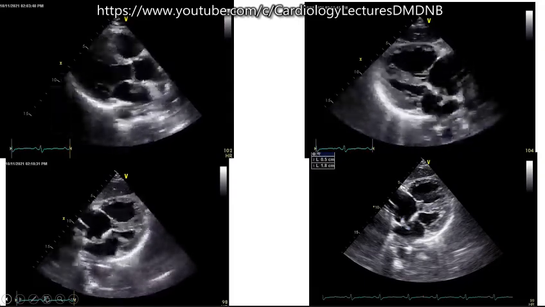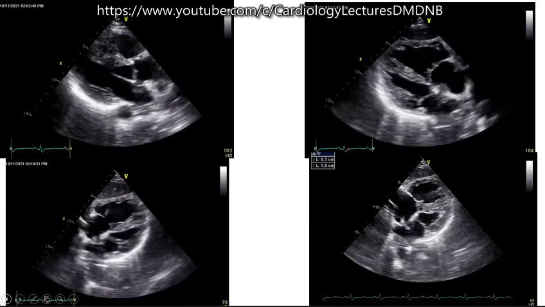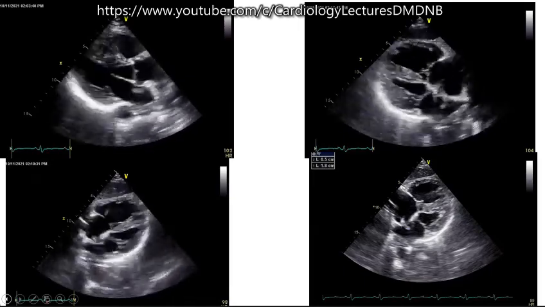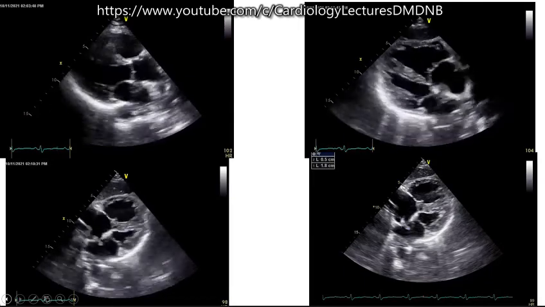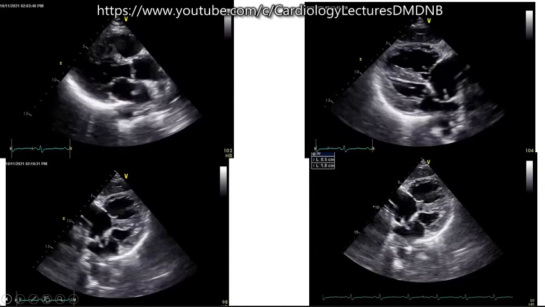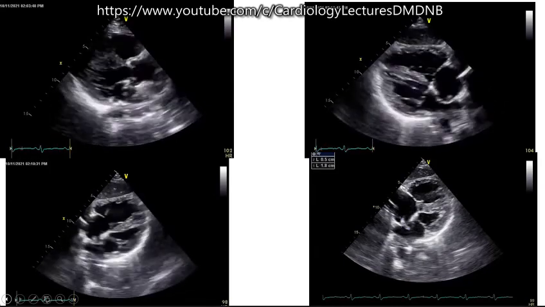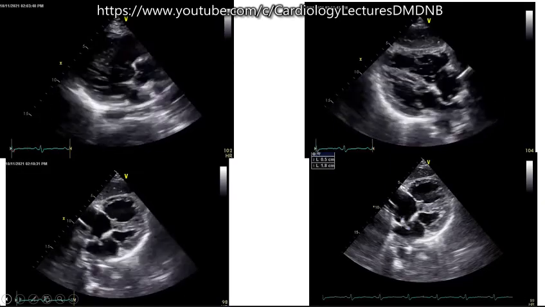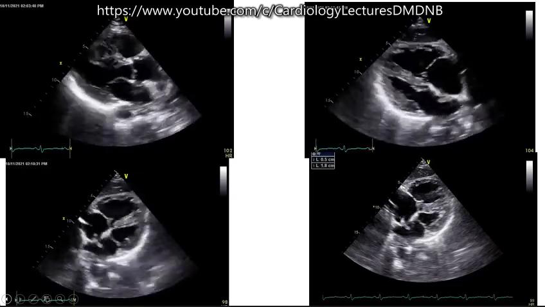So, thrombus in transit. Yes, very good. Thrombus in transit through a PFO or a small ASD? No, it is not an ASD, it is a PFO. It is a dumbbell-shaped thrombus in transit through the PFO.